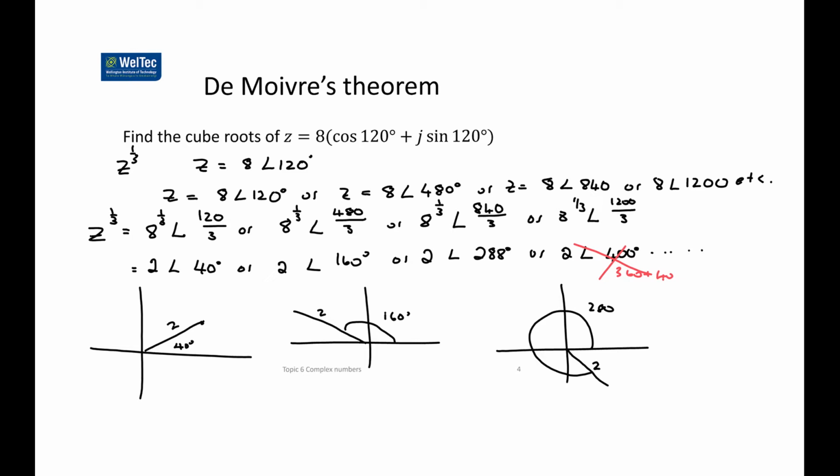Now what we've got is 3 cube roots equally spread around the circle.